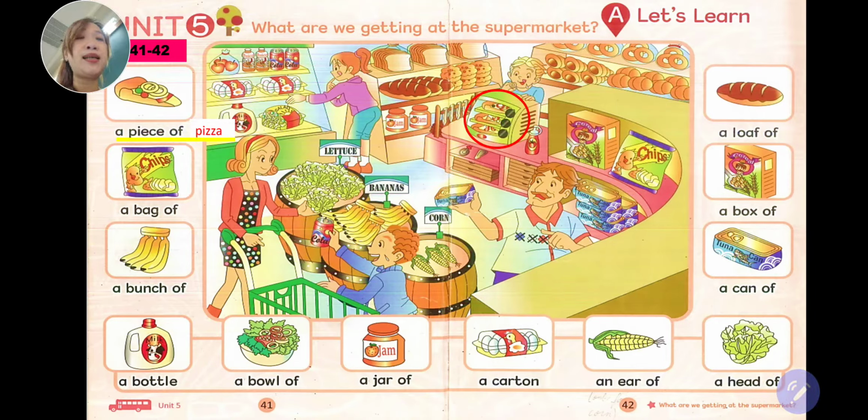Can you see the pizza? Yes, pizza is here. Okay. Number 2, a bag of chips. A bag of chips. 好，一包的什么洋芋片 Can you see chips? I can circle here chips. Okay. Number 3, a bunch 一串的 a bunch of banana. A bunch of banana 一串的香蕉 Okay, next one, a bottle of milk.